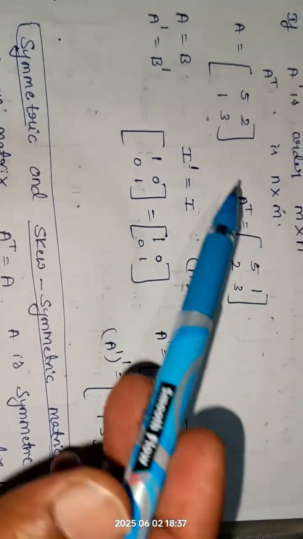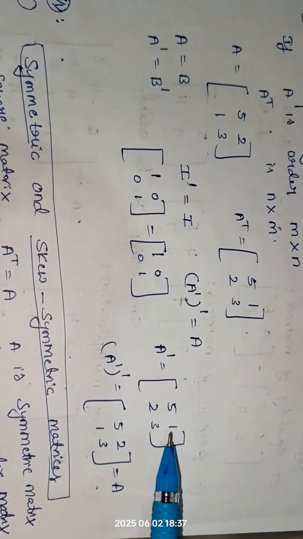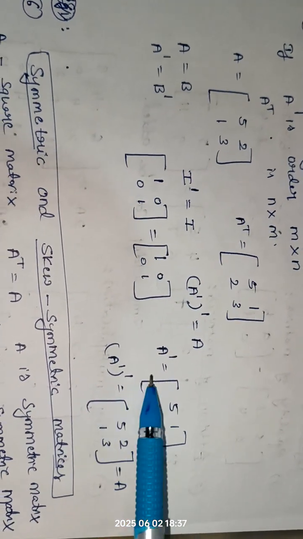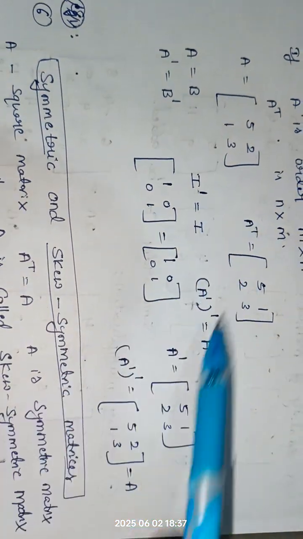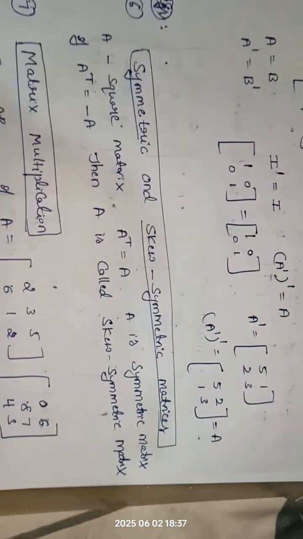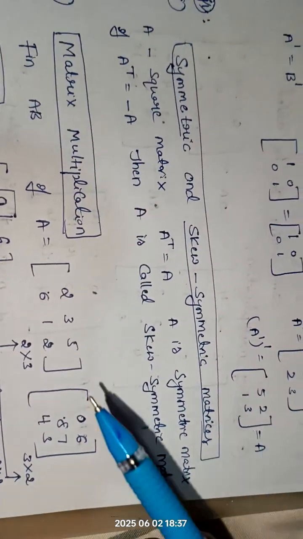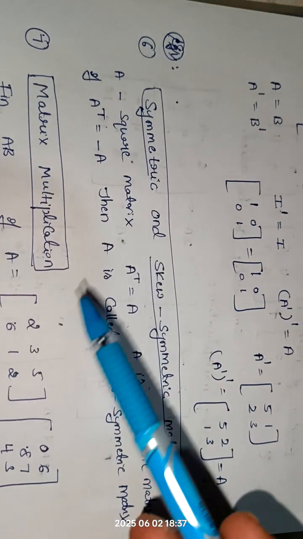Suppose we write A, and A dash we write like this. Then A dash of dash, again we convert this. So finally it is nothing but this. So it is A. Similarly, symmetric and skew symmetric matrices will be there. We'll elaborate this section in the next.